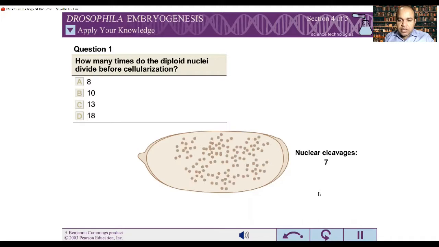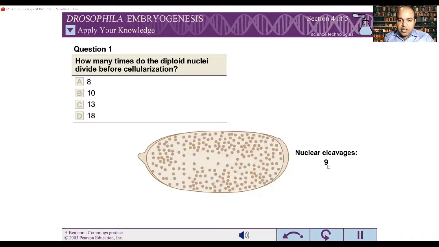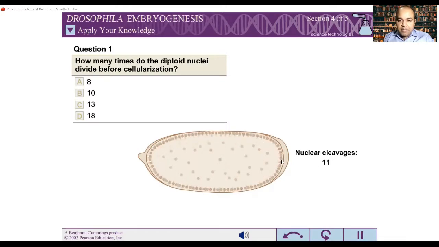See, this is how the division is going to take place. 8, 9, 10, and then they have migrated towards the periphery. 13 number of divisions have taken place.